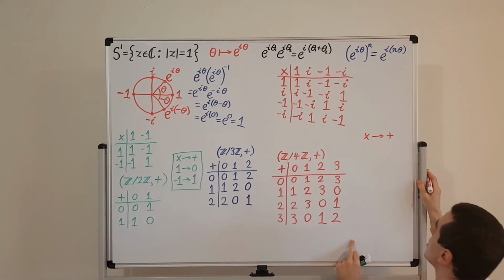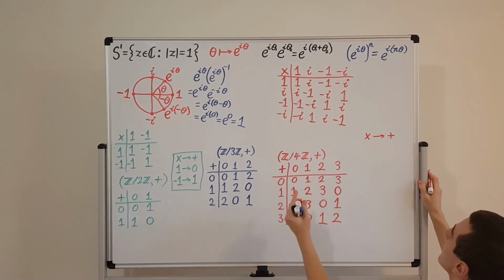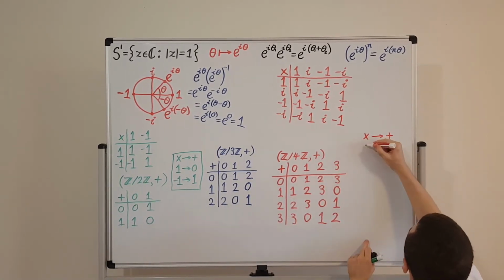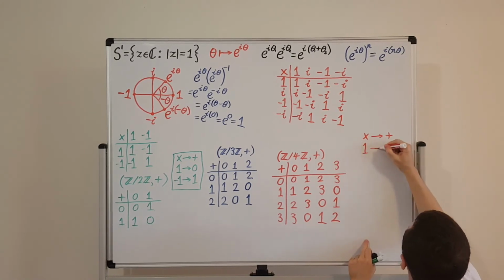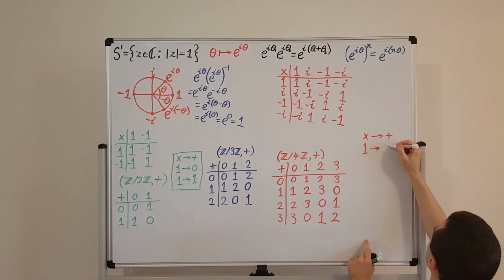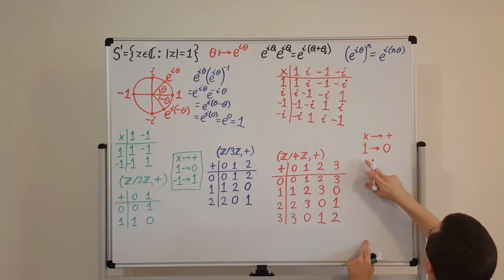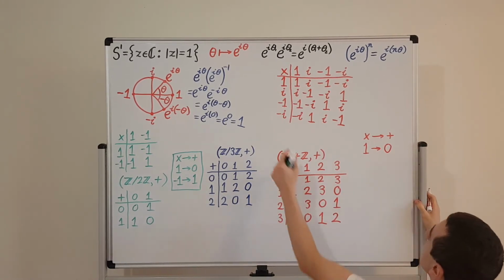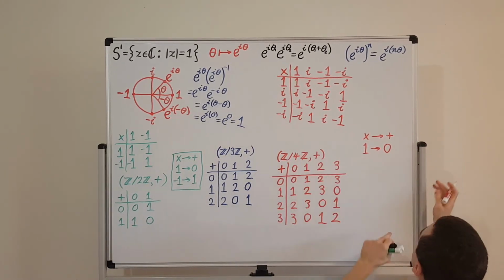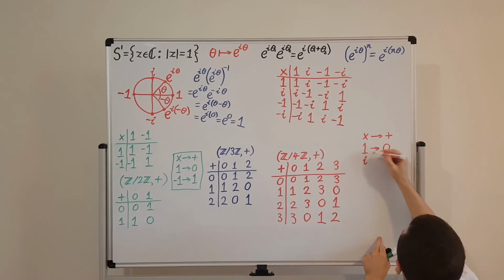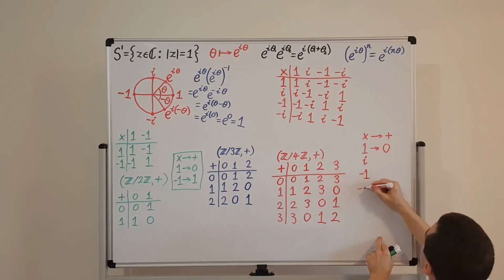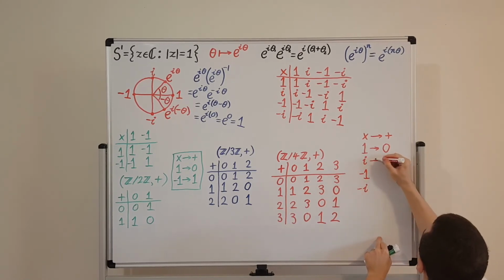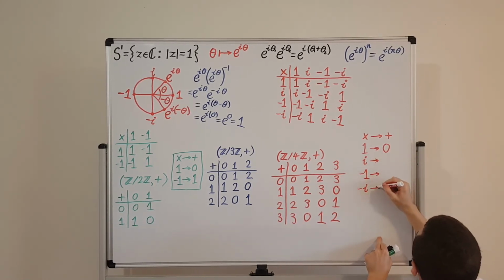Right? Then, what do we need to do? We need to take the identity element for multiplication, that's 1, and we have to map that to the identity element for addition, that's 0. So 1 goes to 0. What's the next element that appears over here? We have i. So I'll write down all the elements. We have i, -1, and -i. Those are the 4 elements. So let's see what we have to map them to.